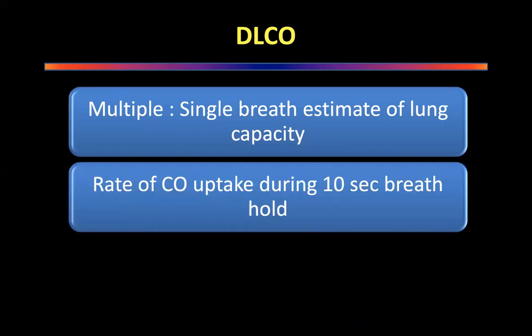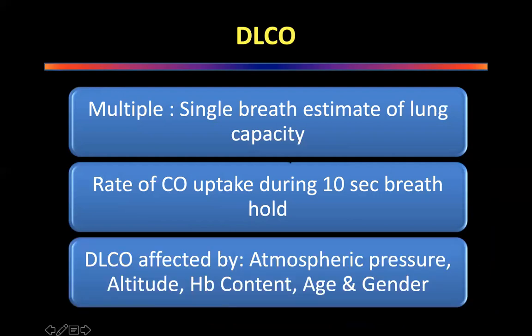So you can do multiple calculations. It really looks at the rate of carbon monoxide uptake during the 10-second breath hold. And it is also affected by atmospheric pressure, altitude, hemoglobin content, age, and gender. So these are factors which will actually change your DLCO. So you need to stabilize the whole test for all these factors. So you can actually get a percentage predicted for that age, for that gender, and for normal hemoglobin.